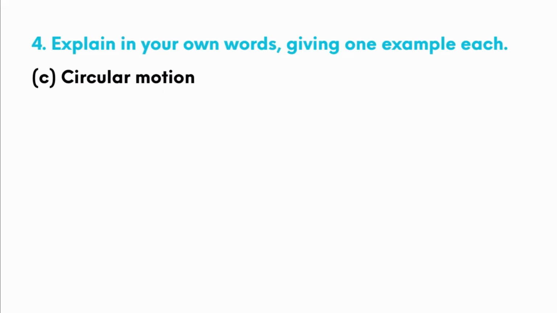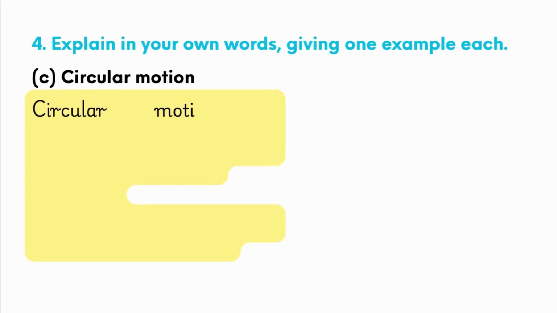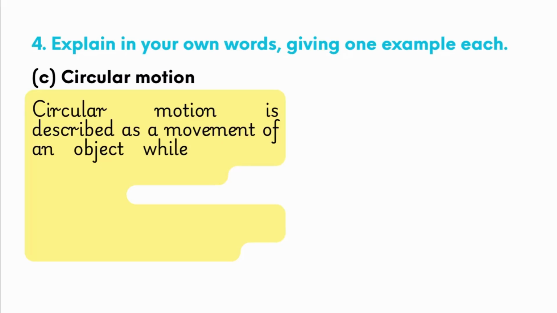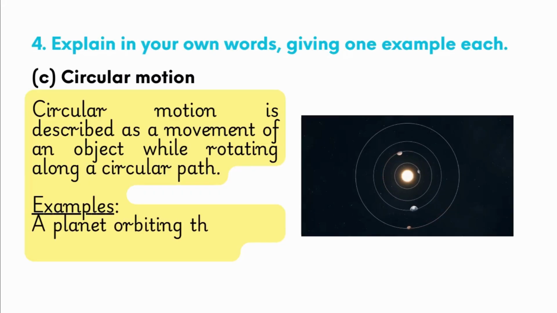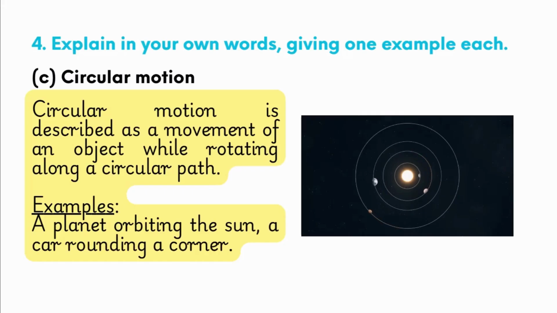Next is circular motion. Circular motion is described as movement of an object while rotating along a circular path. An example for this is a planet orbiting the sun and a car rounding a corner. These are the two examples of circular motion.